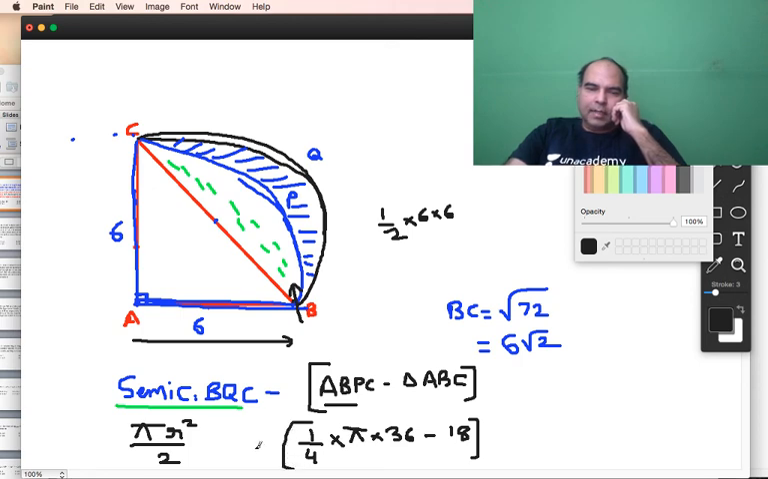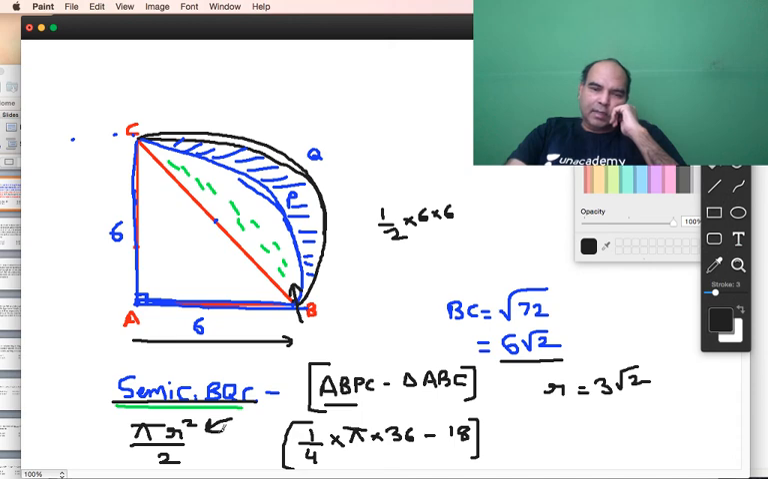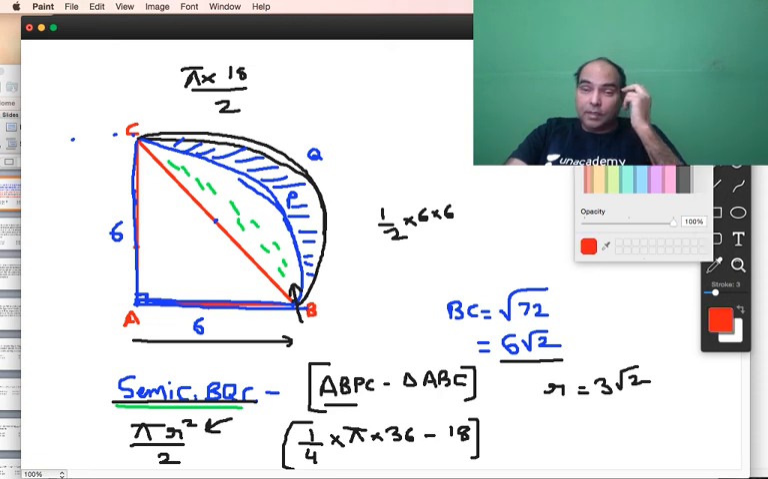And the R of the semicircle BQC: since BC is the diameter and BC is 6 root 2, the radius of the semicircle BQC will be 3 root 2. So if I calculate with 3 root 2 inserted for R, the area of the semicircle is pi into 18 by 2, which is 9 pi. So the area of the semicircle is 9 pi.